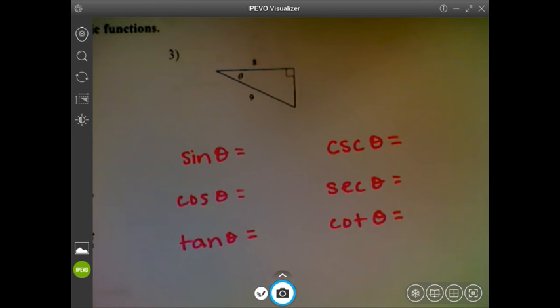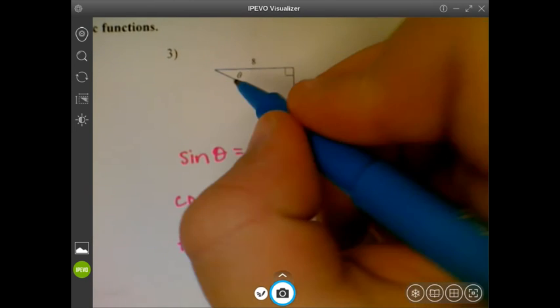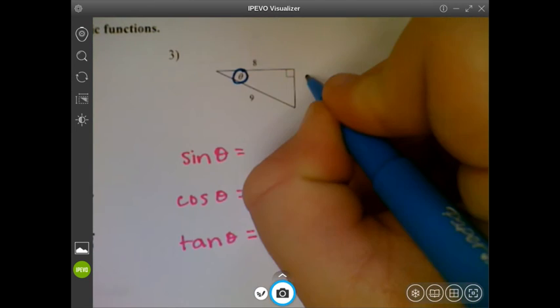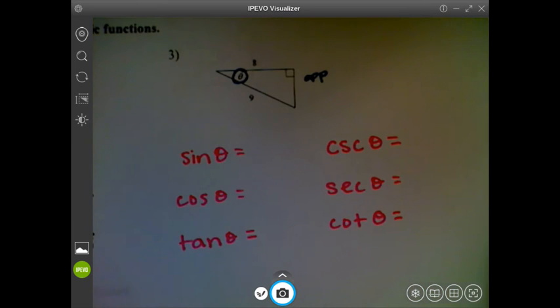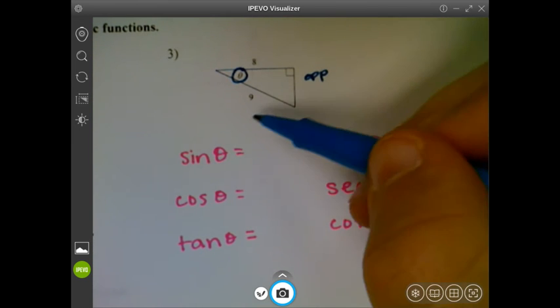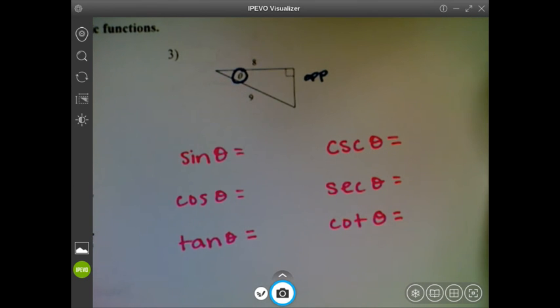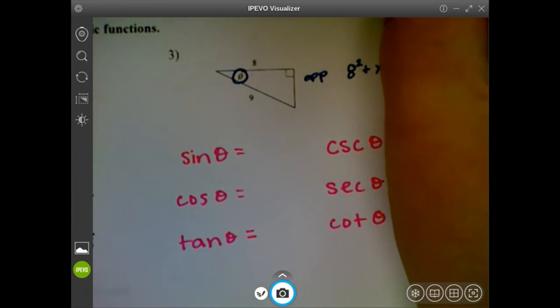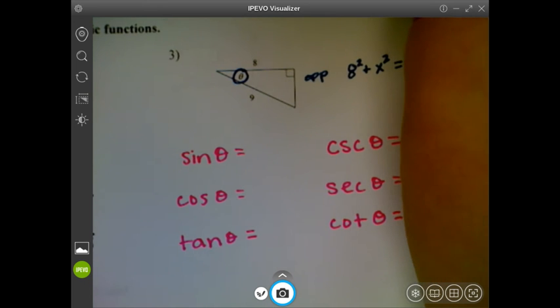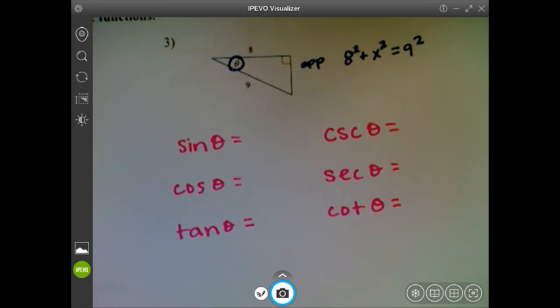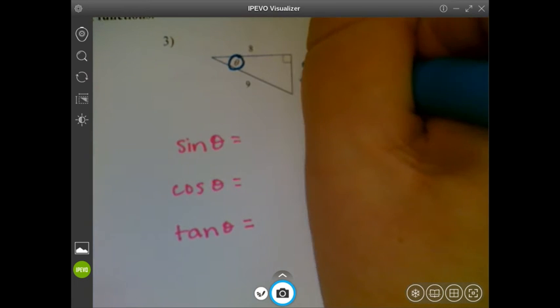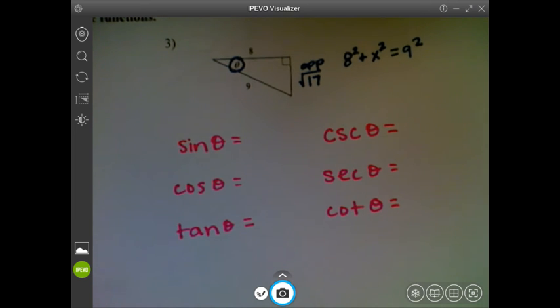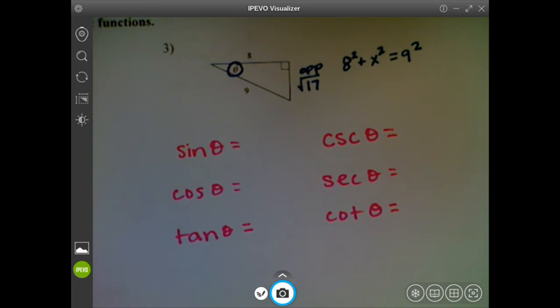All right, so to find the sine of this angle, we need the opposite, which we're missing, right? So we're going to have to figure that out. This is not a Pythagorean triple, 8, 9, something. So you just have to use the Pythagorean theorem. We would do 8 squared plus our missing side, we'll just call it x squared, equals 9 squared. And then we'll have 81 minus 64 is 17. So this will be the square root of 17. And it doesn't simplify, so we're good.